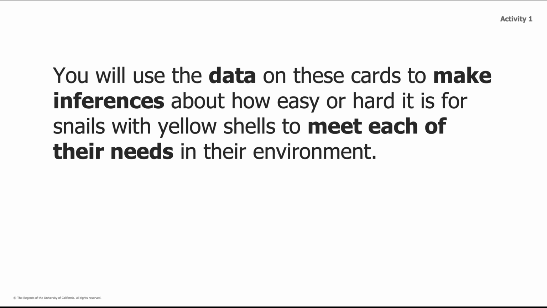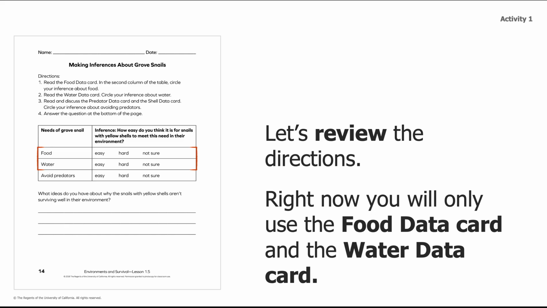These cards will give us more data about the environment where the grove snails live, but they don't say if it's easy or hard for the snails with yellow shells to meet each of their needs in their environment. To figure that out, you will use the information on the cards and what you already know about what organisms need to survive. Later on your own, you will work with the predator data card and shell data card. Those cards will be a resource on your teams.